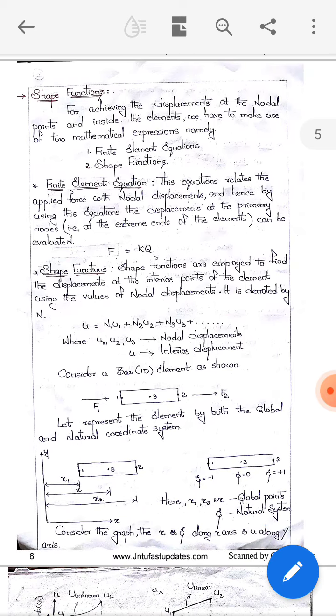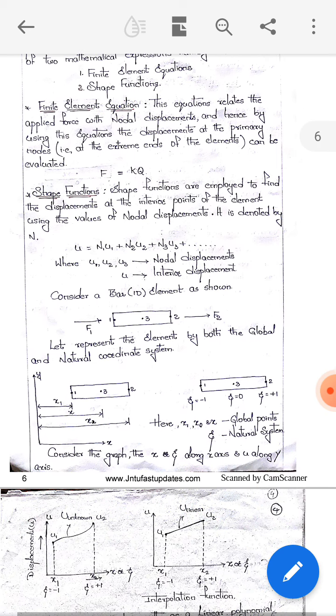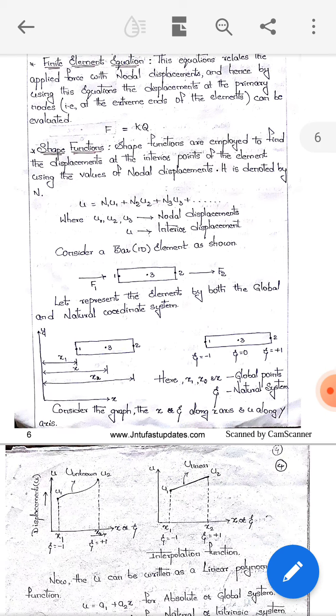Next, shape functions. Shape functions are employed to find the displacements at interior points of an element using the values of nodal displacement.